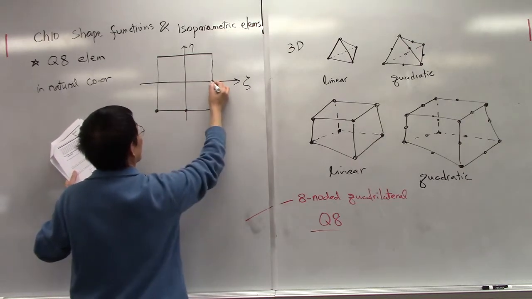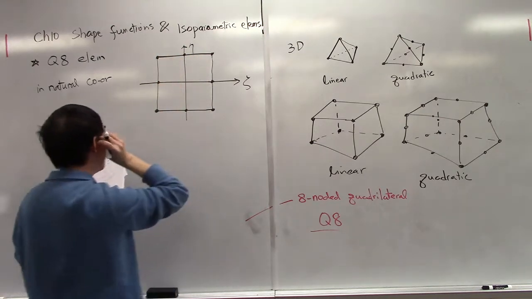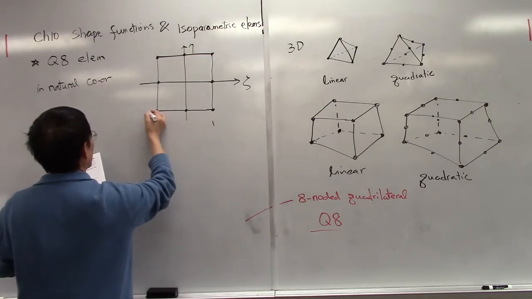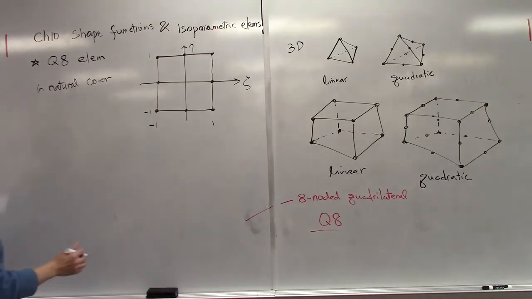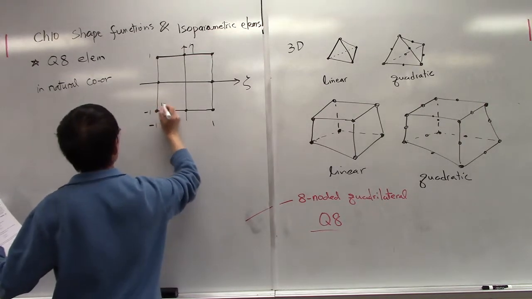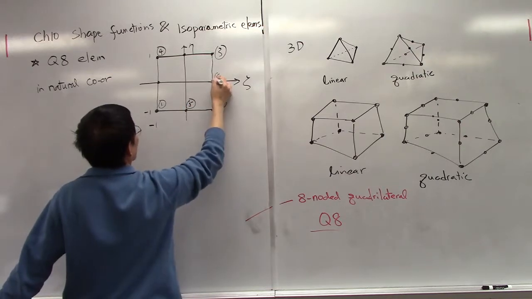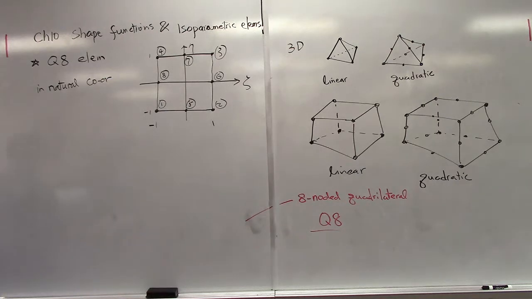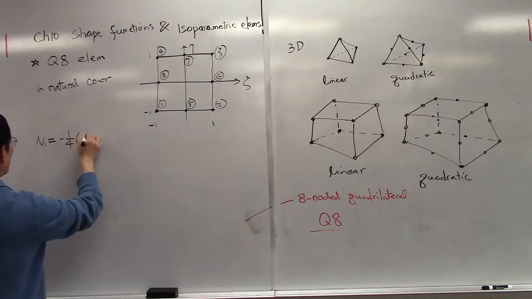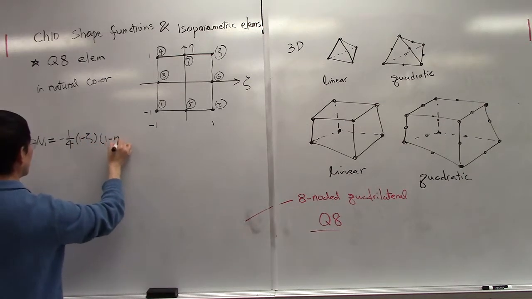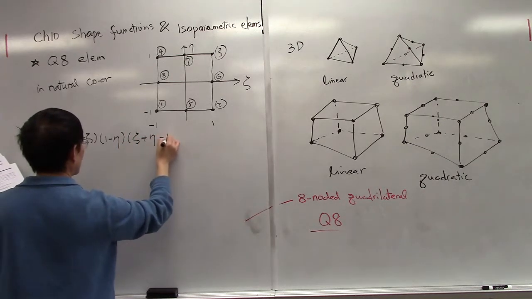We have 8 nodes here. Theta from -1 to 1, eta from -1 to 1. We named it this way. This is 1, 2, 3, 4, 5, 6, 7, 8. So that's how we are going to name the nodes of the element. With this naming convention, we can show that the shape function will be as follows. N1 is equal to -1/4 (1 - theta)(1 - eta)(theta + eta + 1).